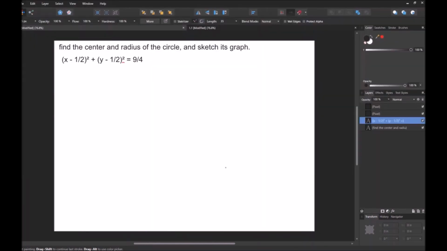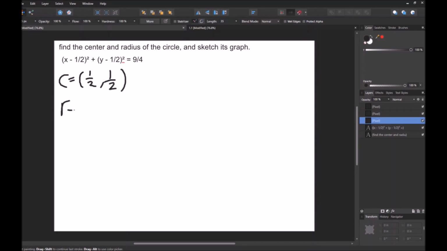So in this next question, we are given the exact same question, just a different equation. And our new equation is x minus 1/2 squared plus y minus 1/2 squared equals 9/4. So once again, let's start with the center. And just like before, we're just going to write the numbers we see in here, just the opposite sign. So how this says negative 1/2, we're just going to write 1/2. And how this says negative 1/2, we're just going to write 1/2. And we get that our center is at 1/2 comma 1/2.